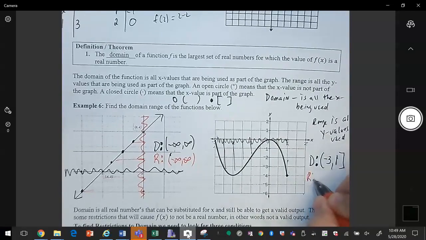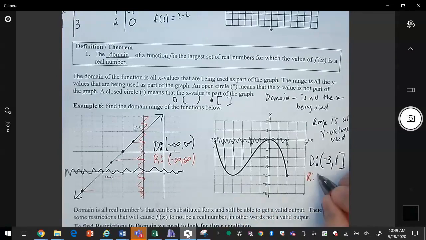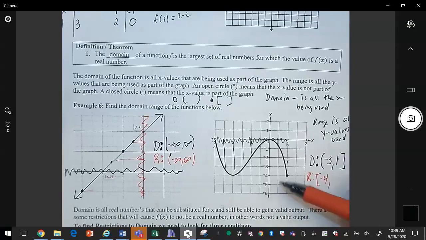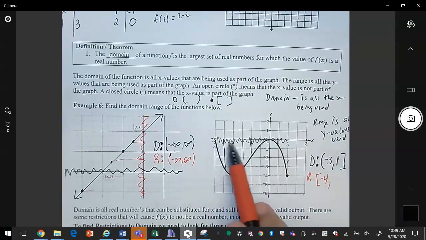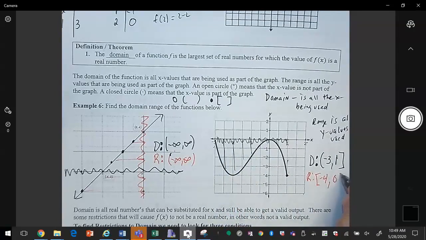And then the range, we look at the smallest y value being used. -5, if I go across, I'm never going to touch the graph. But -4, notice that it touches the graph. It's a closed circle, so we use a bracket. And then the highest value is going to be 0. And although 0 is not included here, it is included over here. So we use a bracket.